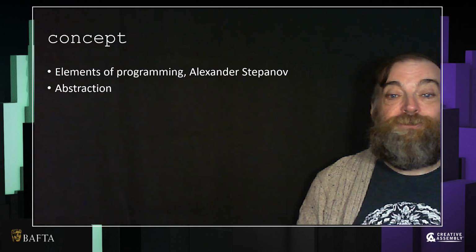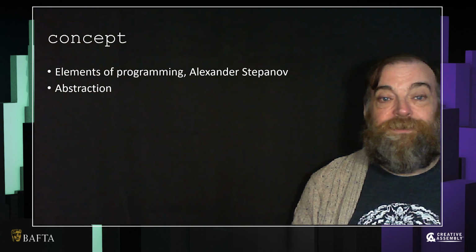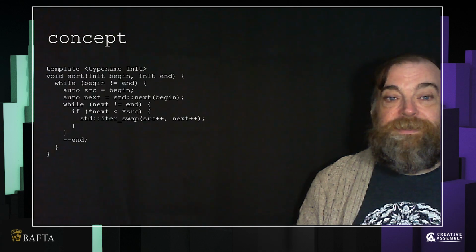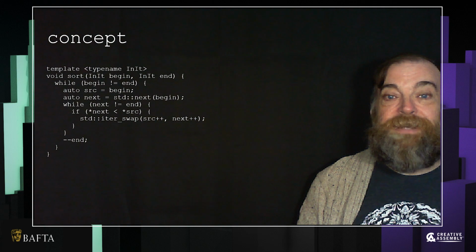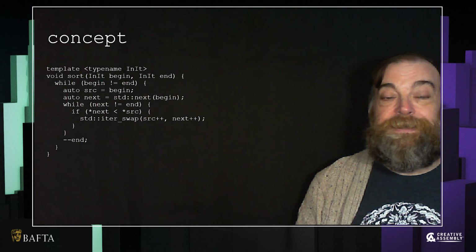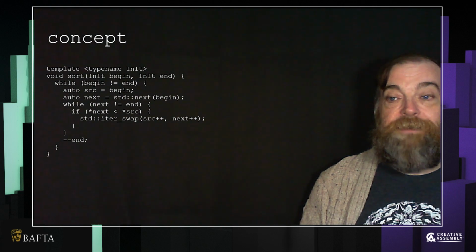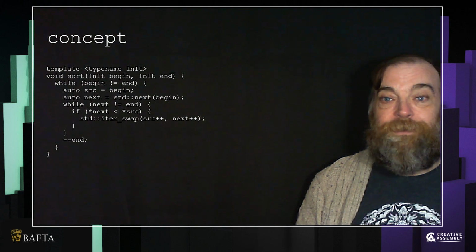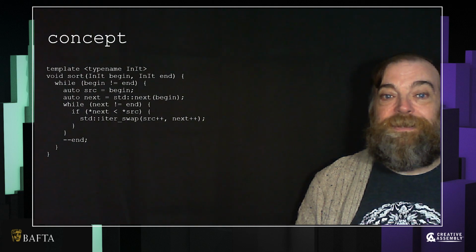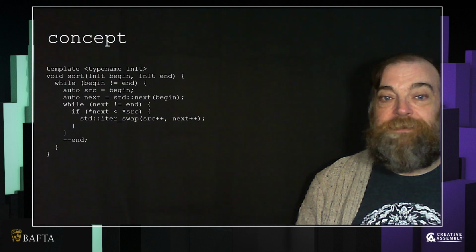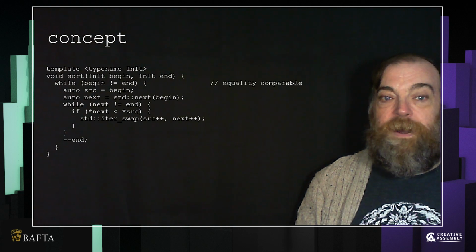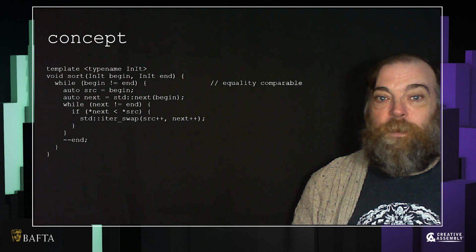So let's develop a trivial and naive sort function. Now looking through this, it's a bubble sort. It takes quadratic time, so we wouldn't expect to see this in production code, but it serves our purposes for this example. Now, what do we know about the required capabilities of the template parameter? Well, the while loop requires equality comparison.